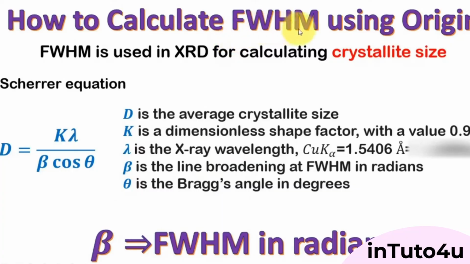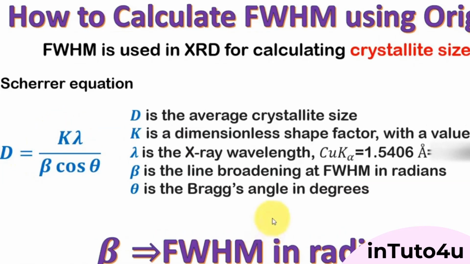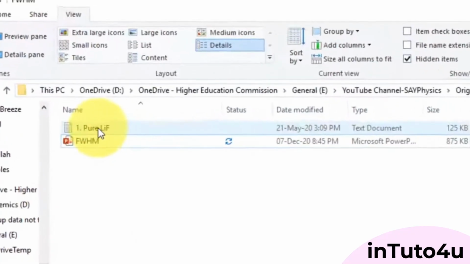In this video, we'll learn how to calculate the full width at half maximum, FWHM, using Origin. As you know, the FWHM value is needed from XRD data to calculate the crystallite size using the Scherrer equation. In this equation, all other parameters are known except beta, which represents the full width at half maximum, and it must be in radians. So in this tutorial, we'll see how to find FWHM in Origin step by step.